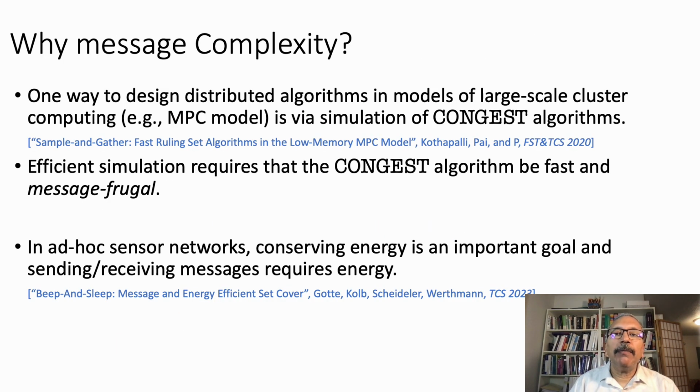One might ask why we care about message complexity. Isn't round complexity a sufficient measure? So here I provide 2 important reasons to consider the message complexity of distributed algorithms. The first is that one way to design distributed algorithms in models of large-scale cluster computing, for example, the MPC model, is via simulation of CONGEST algorithms. Now, for simulating CONGEST algorithms efficiently in these models of large-scale cluster computing, not only do we need the CONGEST algorithm to be fast, that is take few rounds, but we also require that the CONGEST algorithm use very few messages. Another motivation is that in ad hoc sensor networks, conserving energy is an important goal, and sending and receiving messages requires quite a bit of energy, and so we want to conserve the total number of messages that are sent and received.